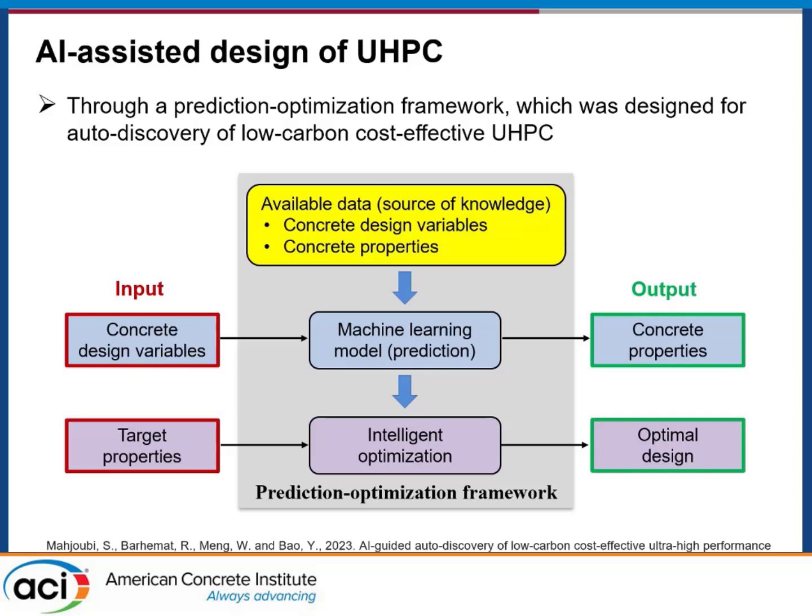Because of that, our team developed an AI-assisted design framework to automatically discover low carbon and low cost UHPC. Under this framework, the first thing we did is to establish a highly accurate machine learning model. The input is the concrete design variables, and the output is the concrete properties. Based on the prediction model, we embed optimization and decision-making algorithms. The input here is the target properties. For example, if you have an application and you want UHPC with maximum mechanical properties and durability, and at the same time low carbon and low cost, you can set that as a target, and the output is the optimal design of the UHPC mixtures.